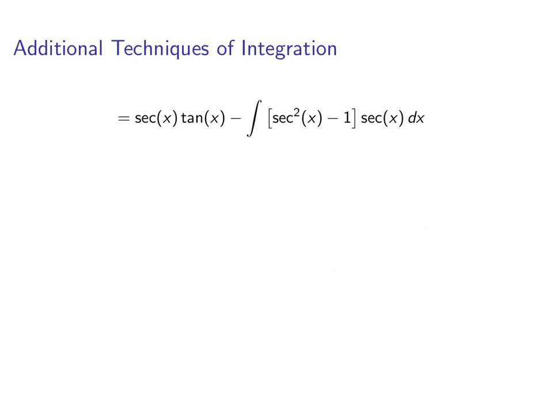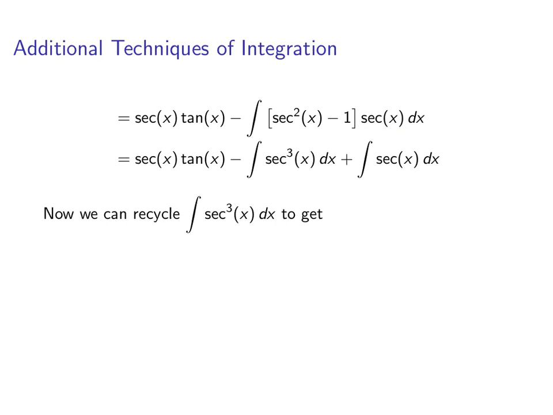And now we're going to use our alternate Pythagorean identity where tangent squared x can be rewritten as secant squared x minus 1. Now let's distribute, and it breaks things up into two integrals. You see we're distributing this secant x. Notice that the integral of secant cubed x dx is exactly the integral we started with. So we're going to recycle it.